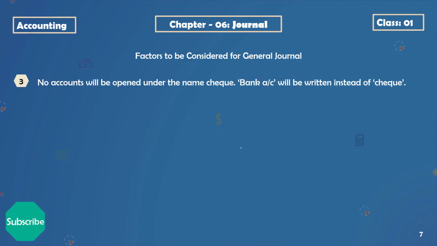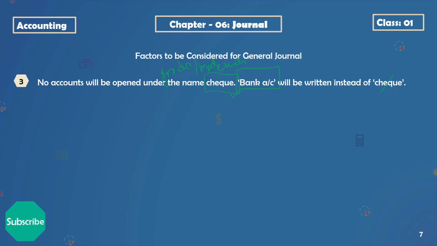Number 3, no accounts will be opened under the name check. So we cannot write any account as a name check also. Besides goods and materials, we cannot write any account named check. So the rule, or the formula, is, you have to write bank account. Bank account will be written instead of check. So you cannot write check account, rather you have to write bank account.